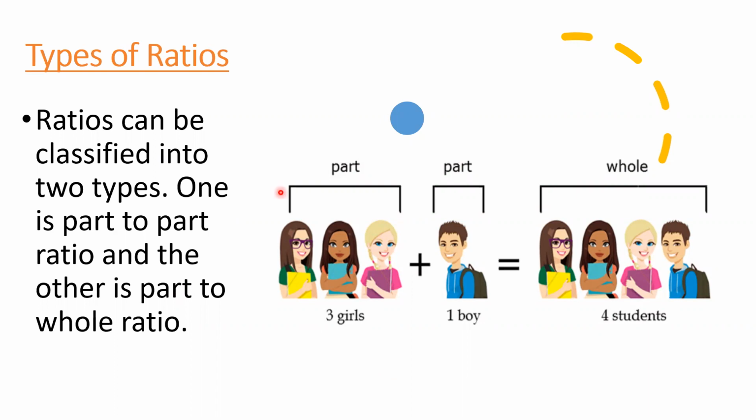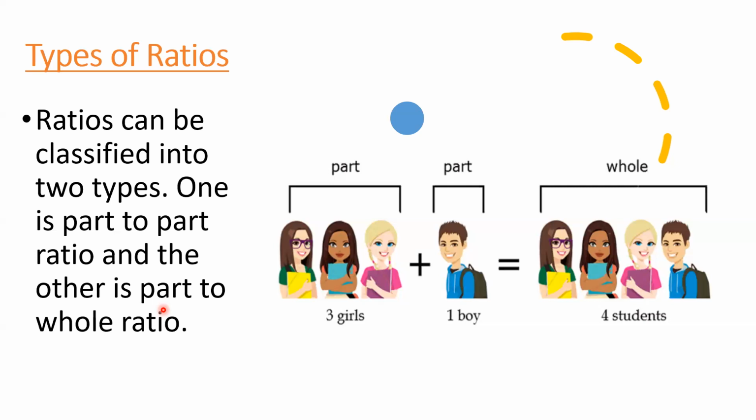Matthew, are you there? Yes, sir. Can you read this slide, types of ratios? Ratios can be classified into 2 types. One is part-to-part ratio, and the other is part-to-whole ratio. Very good. So this one is showing the part-to-part ratio, and then we have the part-to-whole ratio, okay? We're going to explain what we mean by part-to-part and part-to-whole.